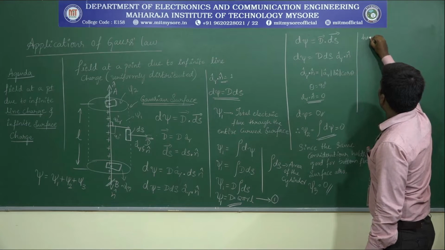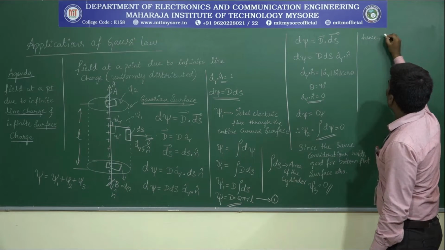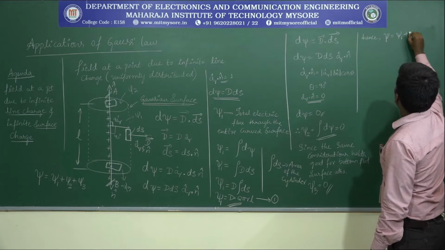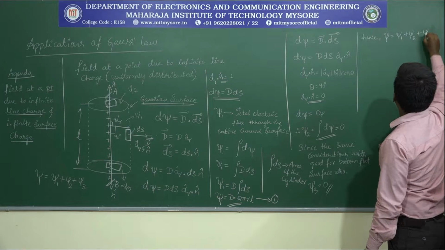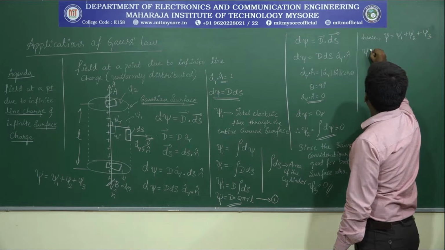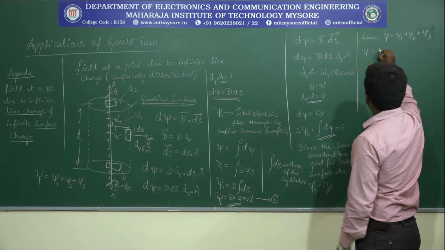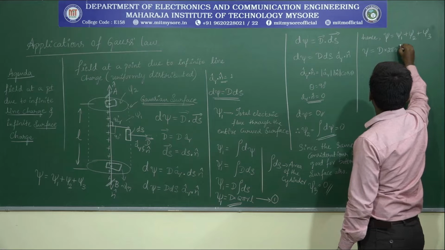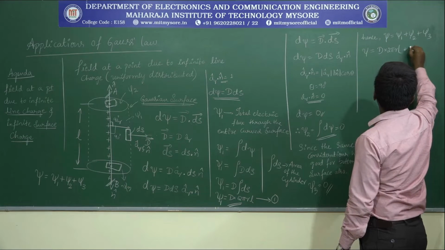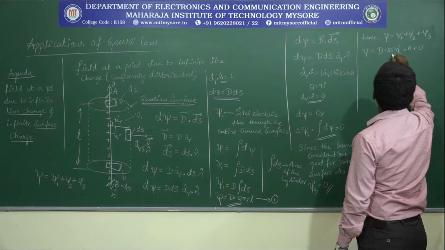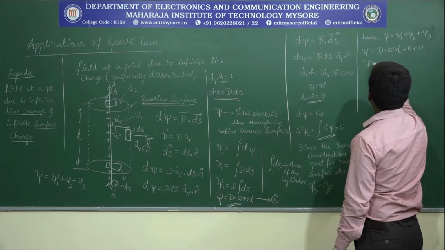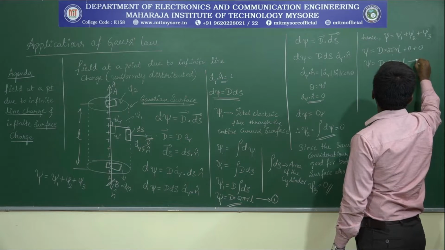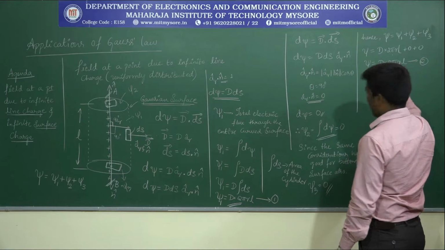Hence, substituting all elementary things, psi is equal to psi 1 plus psi 2 plus psi 3. What is psi 1? Psi 1 is D into 2 pi r into L, plus 0 plus 0. Therefore, total psi is equal to D into 2 pi r into L. Name this as equation 2.